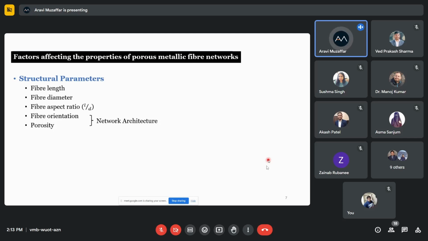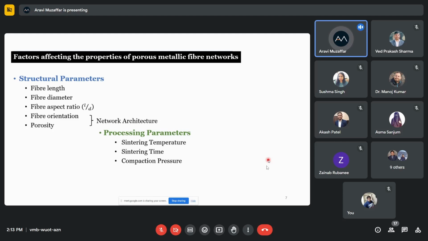Also, we have to understand that these structural parameters should affect all the porous metallic networks in a similar manner, meaning it would not depend whether your network is made up of copper or, say, aluminium or any other material. As far as the structural parameters are concerned, the effect of these parameters should remain constant.